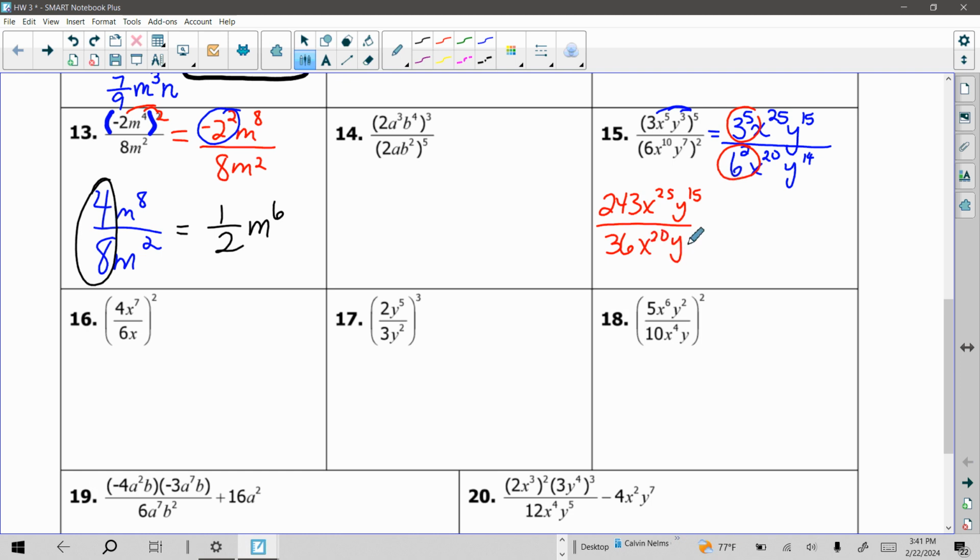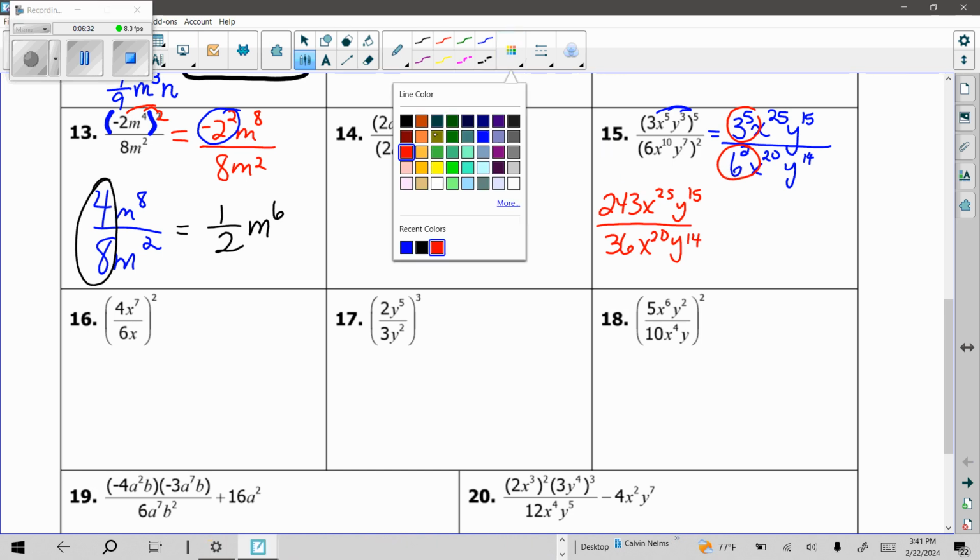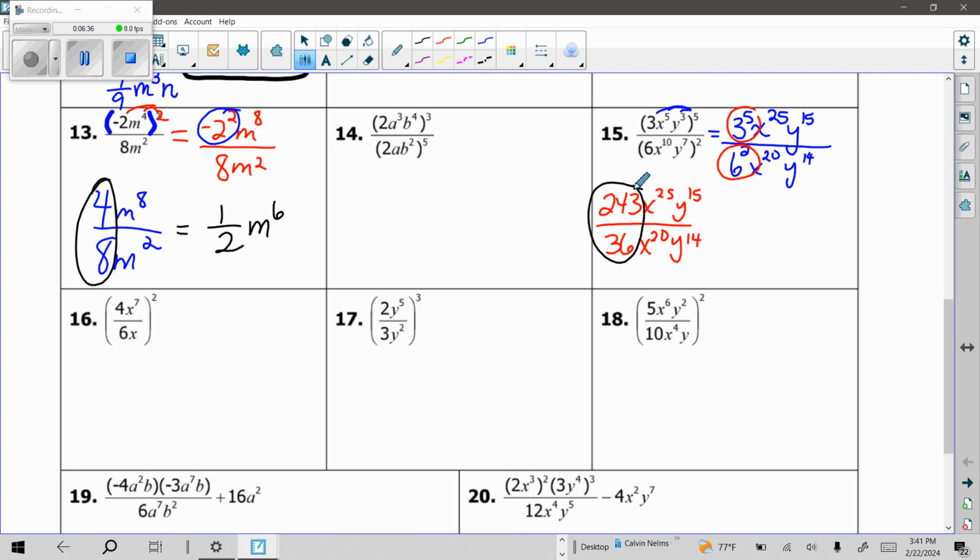And now we're back to using the quotient rule, which tells us to subtract the exponents. And then see if you can simplify what you can. This can be reduced. So try to reduce the fraction here and then subtract your exponents.